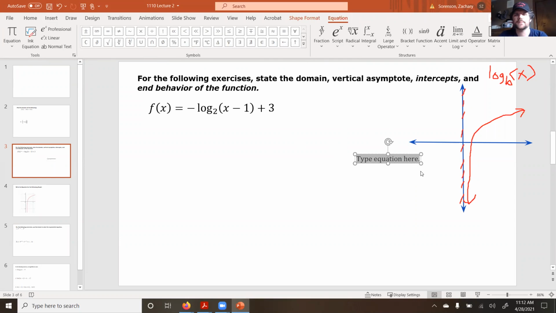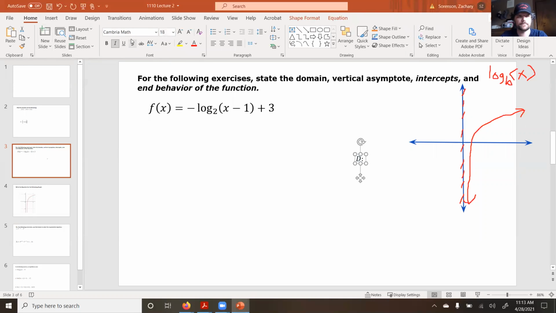So for starters, what's the domain of that graph to the right, or the domain of any logarithm before I've applied any shifts or anything like that? Guesses are fine as well. If you make a guess and it's wrong, that's perfectly fine. I make wrong guesses. 0 to infinity. All right.